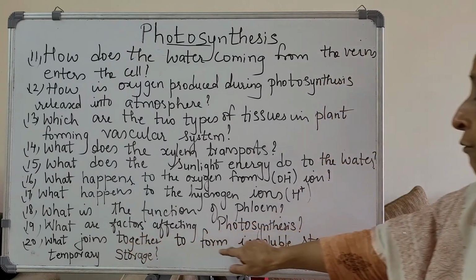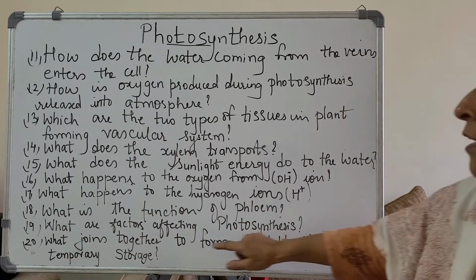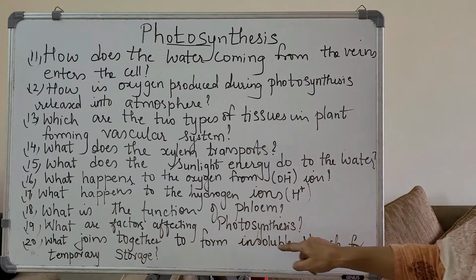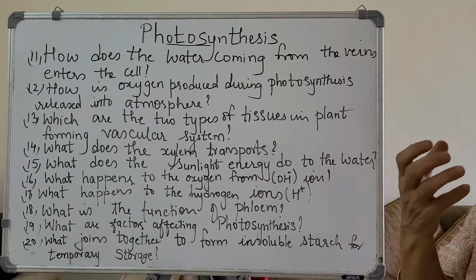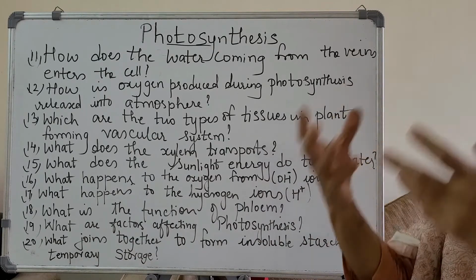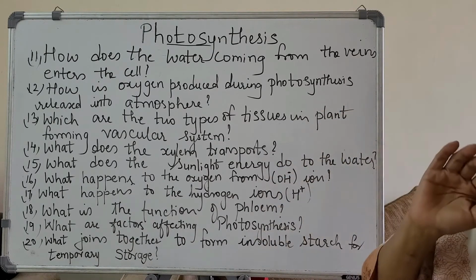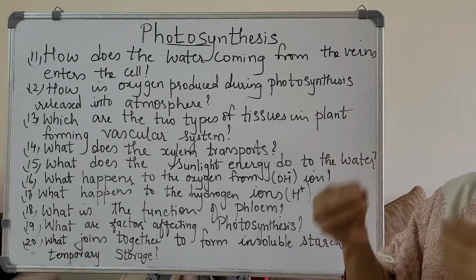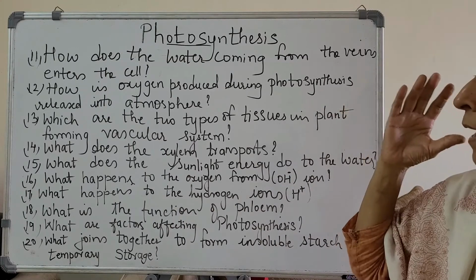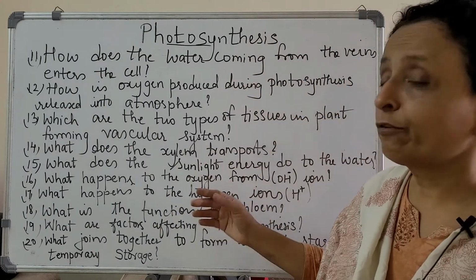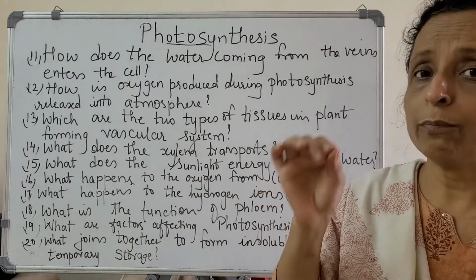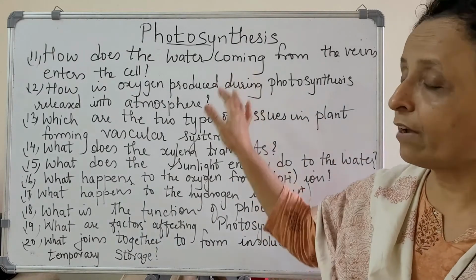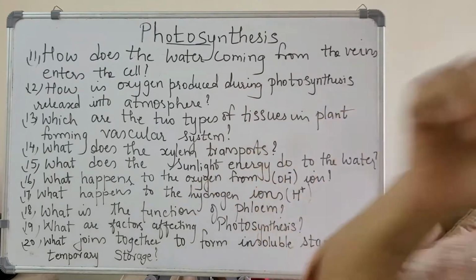What joins together to form insoluble starch for temporary storage? Now, glucose is soluble, which converts into starch, becomes insoluble, and is stored, and at night it is converted into sucrose, transferred to different parts of the plant. So all these questions you have to write in your notebook looking into your textbook. So read the textbook, understand, and write these question answers.